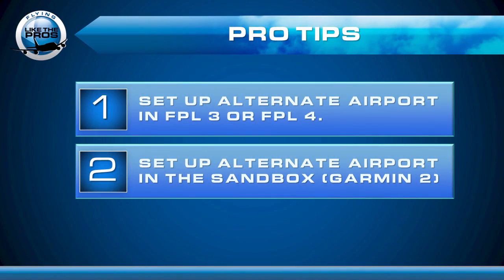So remember, the pro tips are, number 1, set up your alternate airport in Flight Plan 3 or Flight Plan 4. Or if you're lucky enough to fly with 2 Garmins, tip number 2 is set up your alternate airport in Garmin 2 as a sandbox.